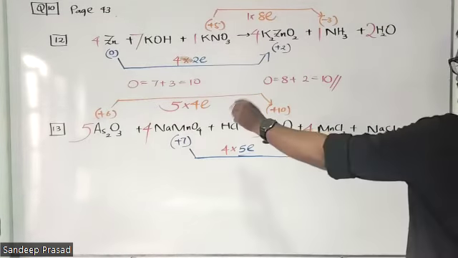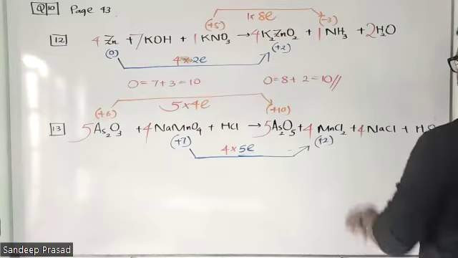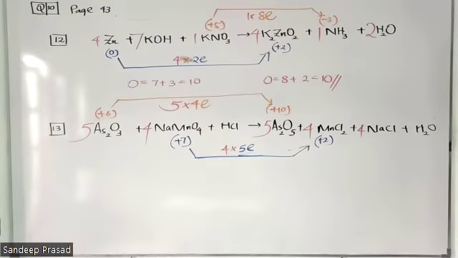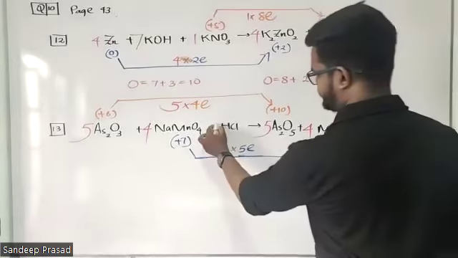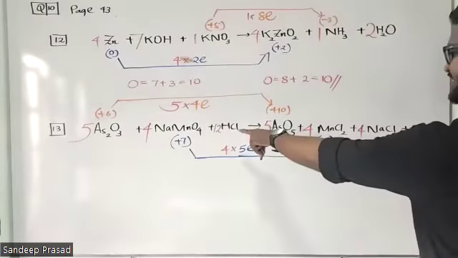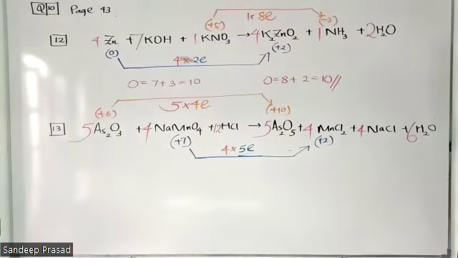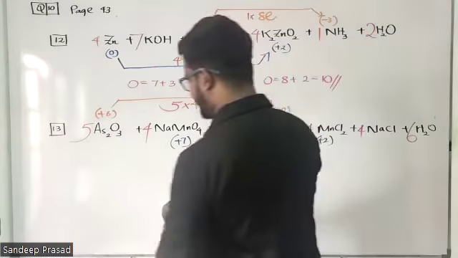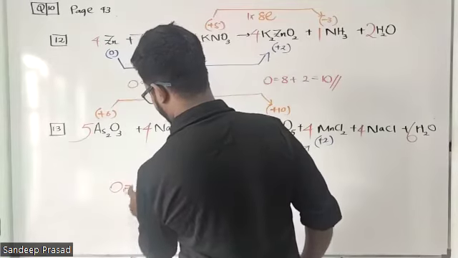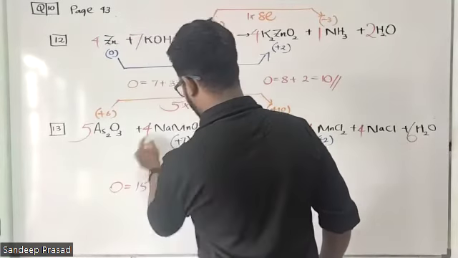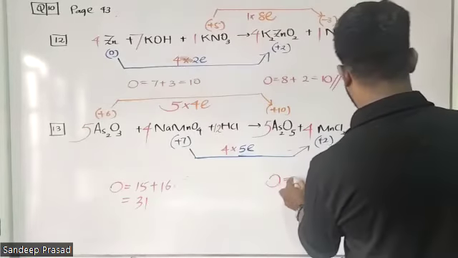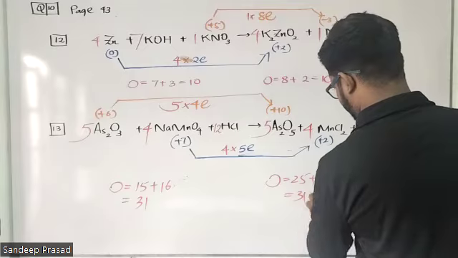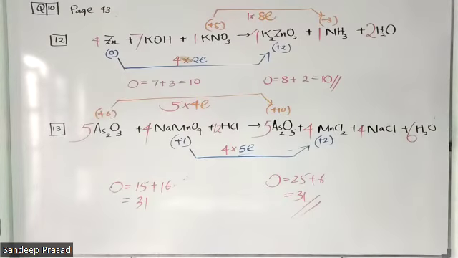Then how many sodium atoms are there? 4 sodium atoms, right? How many chlorines are there? 4, 8, 12. How many hydrogens are there in the left hand side? 12. Therefore 6. Finally, to check whether the reaction is balanced or not, you can count oxygen. 5 into 3 is 15. 4 into 4 is 16. That means this is 31. Here, 25 plus 6, 31. So it's confirmed that the reaction is balanced. So this is reaction 13.